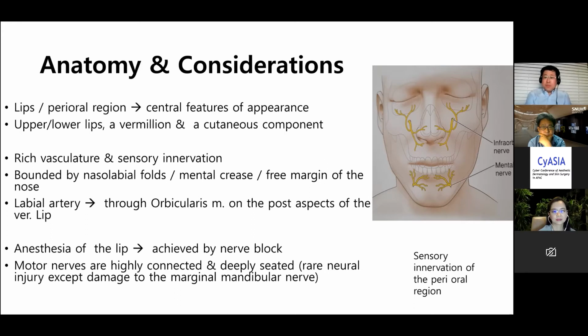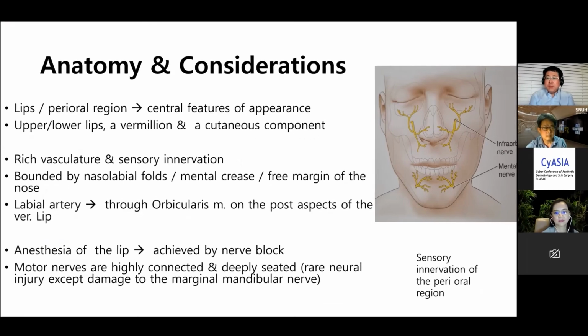Lips and the perioral region are the central feature of the appearance. Therefore, symmetry is important. The lips are composed of upper and lower lips with both a vermilion and a cutaneous component. This area has rich vasculature and rich central innervation. It is bounded by the nasolabial folds laterally and the mental crease inferiorly.